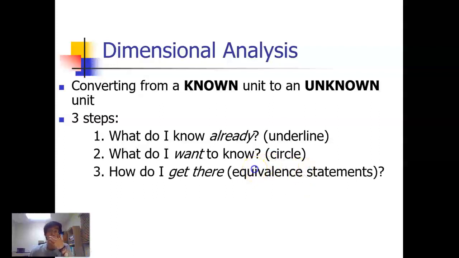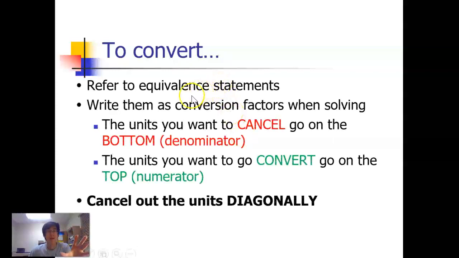So to convert, make sure you go to those equivalent statements and write them as conversion factors. You want to cancel out the units that are on the denominator, so you cancel them out diagonally, and then the units you want to convert to are on the numerator.